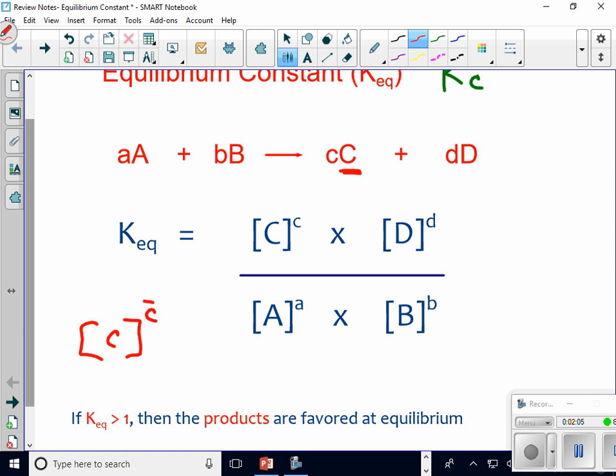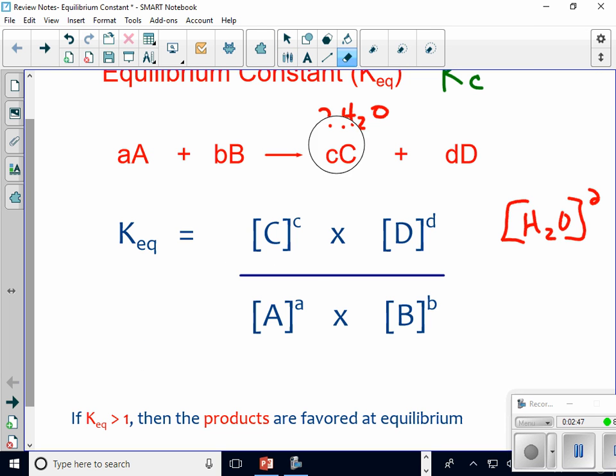So let's just pretend that that was water, and for this part it was 2H2O. So we would take the concentration of water squared. So that's how we read it. Now, how are concentrations given to us usually? By what? Molarity. Okay, capital M, right? When we're working in our labs, we have capital M usually as our concentrations.